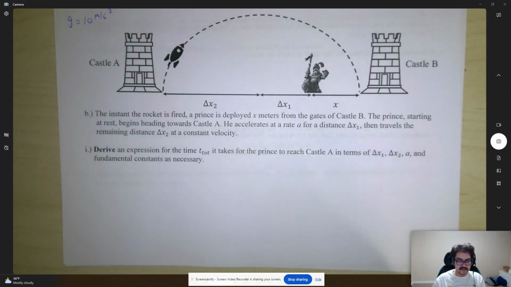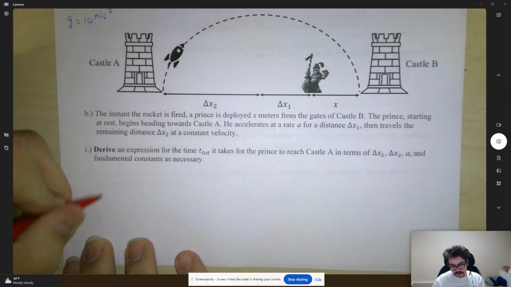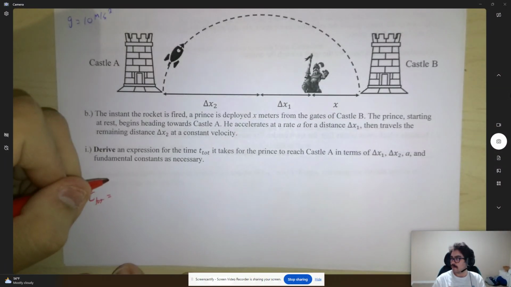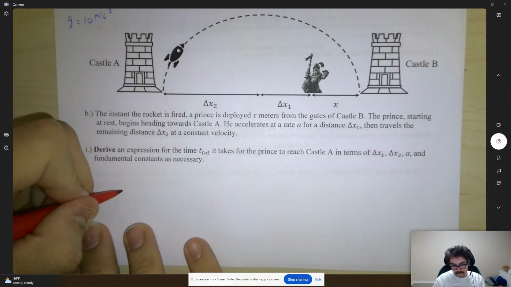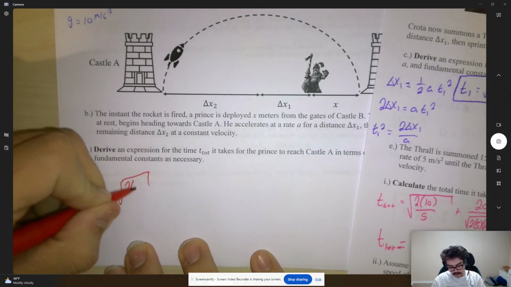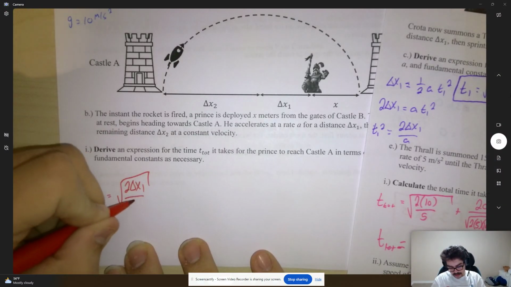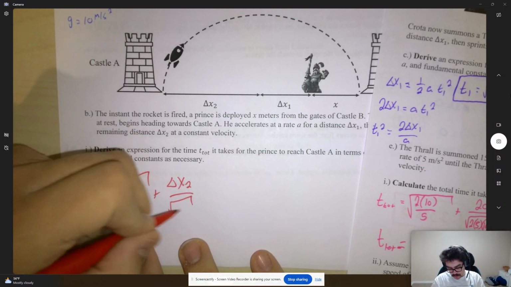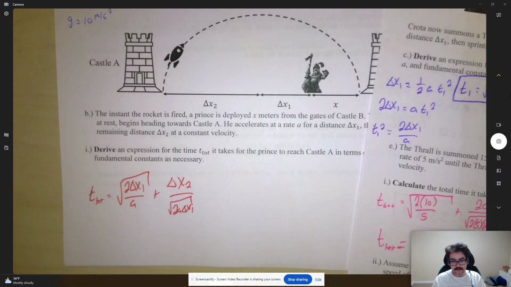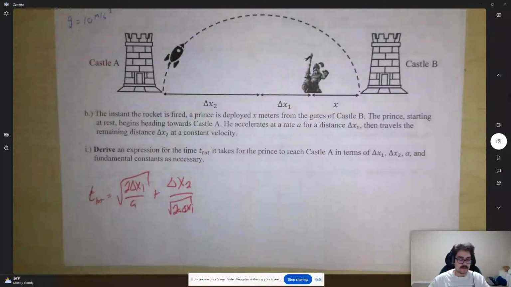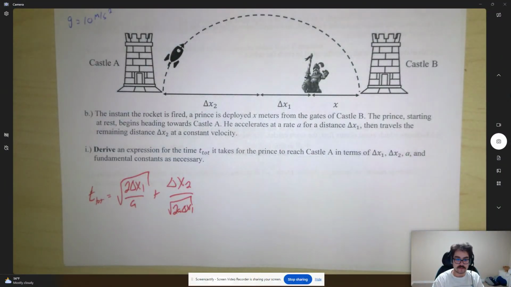So if you want to see that one, I did this one in the Crota battle. It should end up being that the total time is equal to, gosh, what was it? I have it right here. It was the same as we did right here. It should be root 2 delta x1 over A, plus delta x2 over root 2A delta x1. Okay, so it should be the same thing. If you want to see this, I did this in the Crota battle part, so you can go back to that one and see exactly how I did it, because it's the exact same expression.